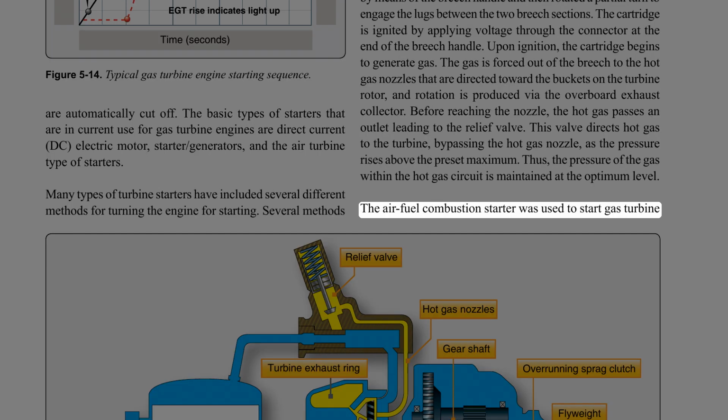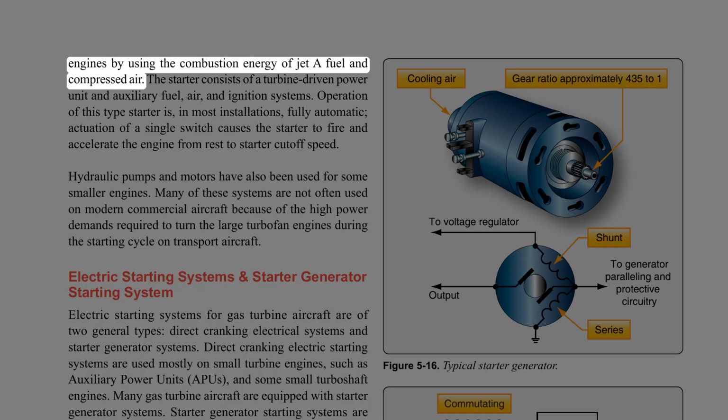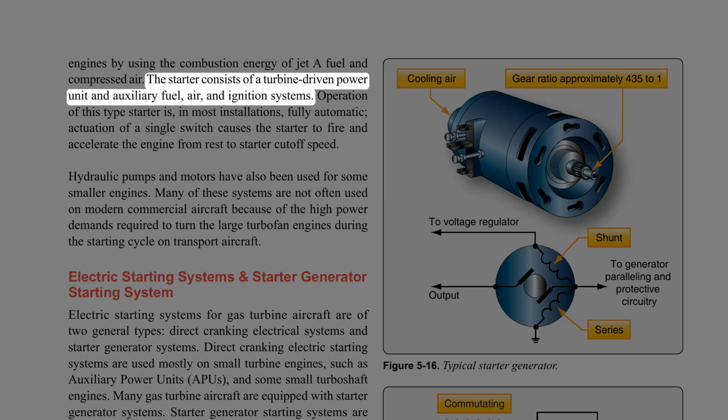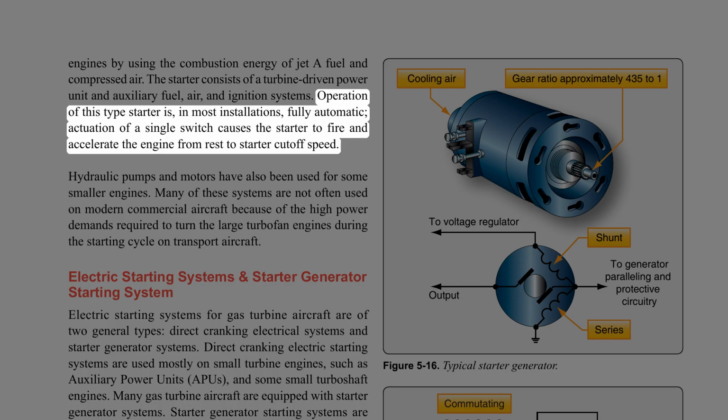The air-fuel combustion starter was used to start gas turbine engines by using the combustion energy of a jet of fuel and compressed air. The starter consists of a turbine-driven power unit and auxiliary fuel, air, and ignition systems. Operation of this type of starter is, in most installations, fully automatic. Actuation of a single switch causes the starter to fire and accelerate the engine from rest to starter cutoff speed.